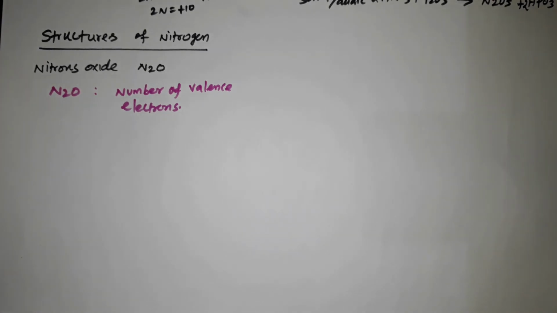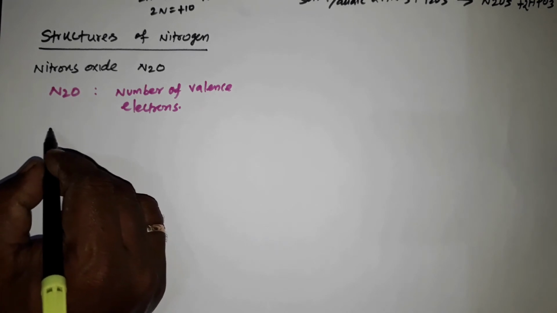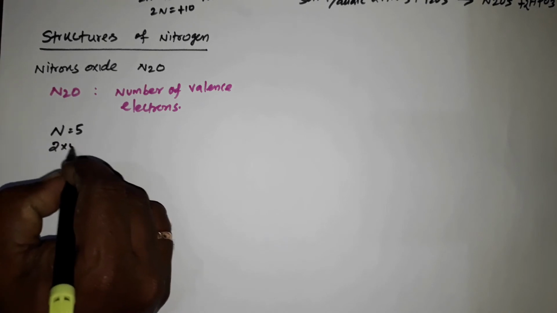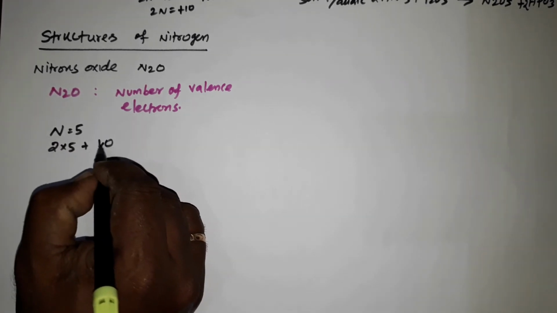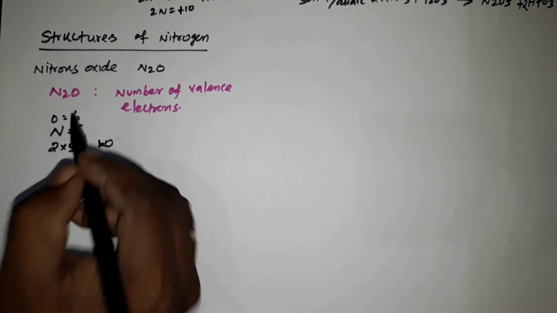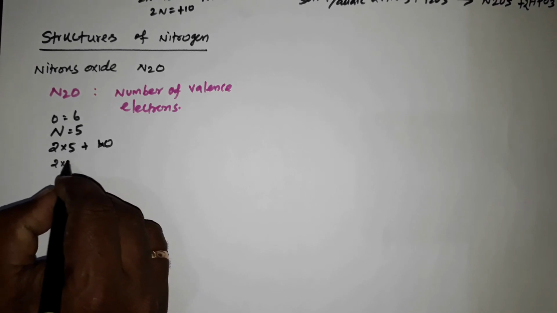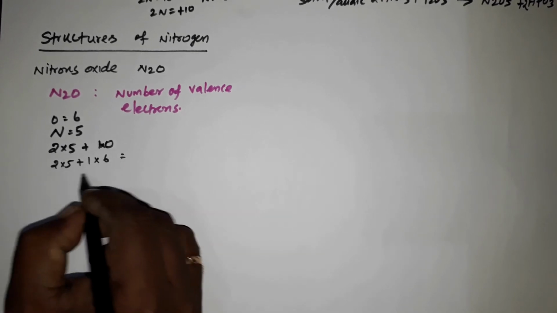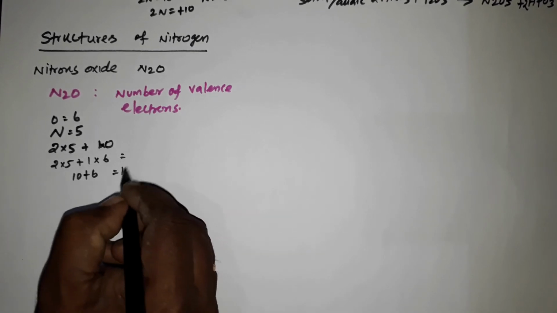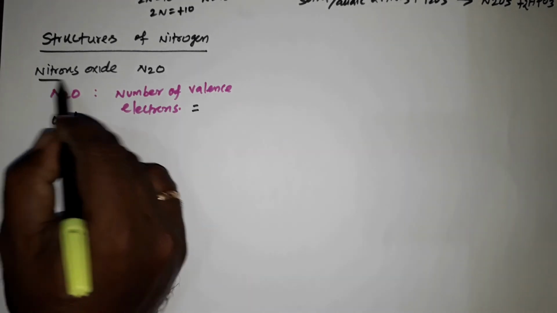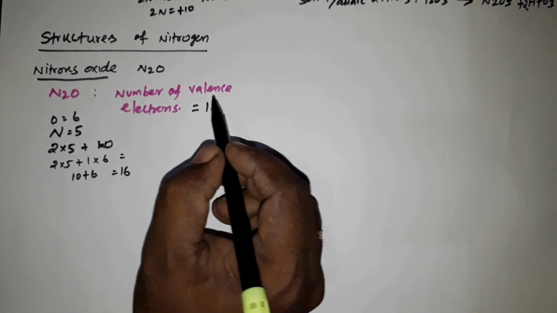What are the number of valence electrons? Nitrogen, the valence is 5. There are 2 nitrogen plus 1 oxygen. Oxygen valence electron is 6. So 2 nitrogen, 2 into 5 plus 1 into 6 equals 10 plus 6, we will get 16. So the number of valence electrons in N2O, nitrous oxide, is 16. So this is the first step.